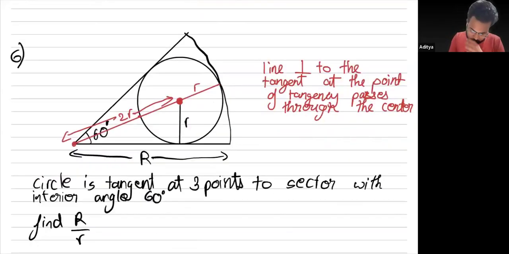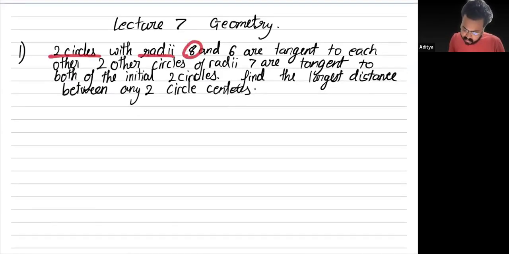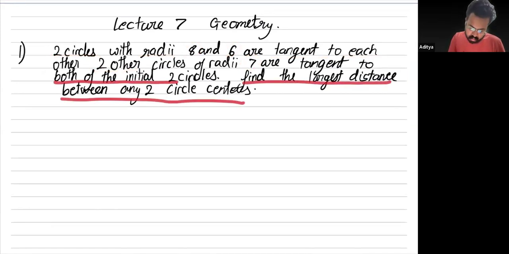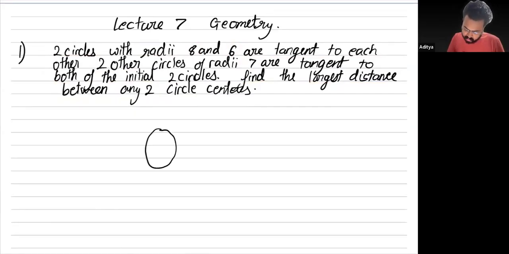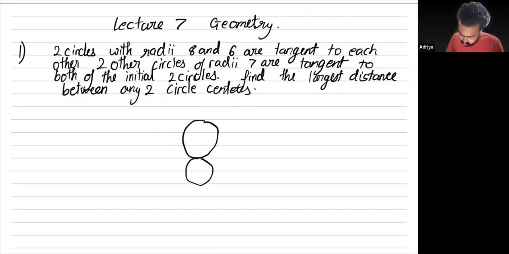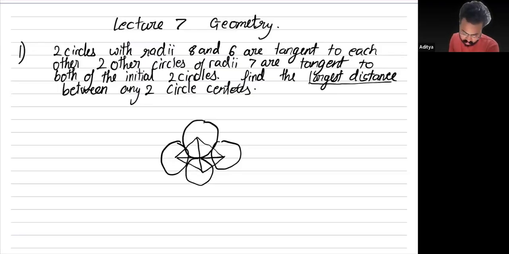Okay, try the first question. Two circles with radii 8 and 6 are tangent to each other. Two other circles of radii 7 are tangent to both of the initial two circles. Find the largest distance between any two circle centers. The diagram is roughly like this. You have two circles and a third circle like this. Now you can join all the circle centers and you need to figure out the largest distance between any two circle centers.